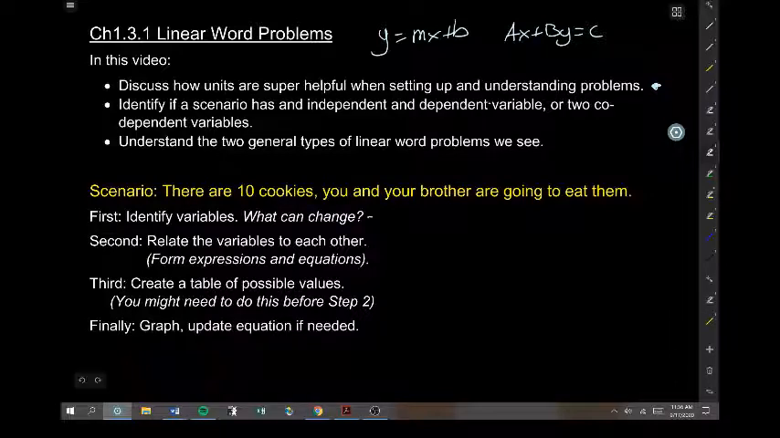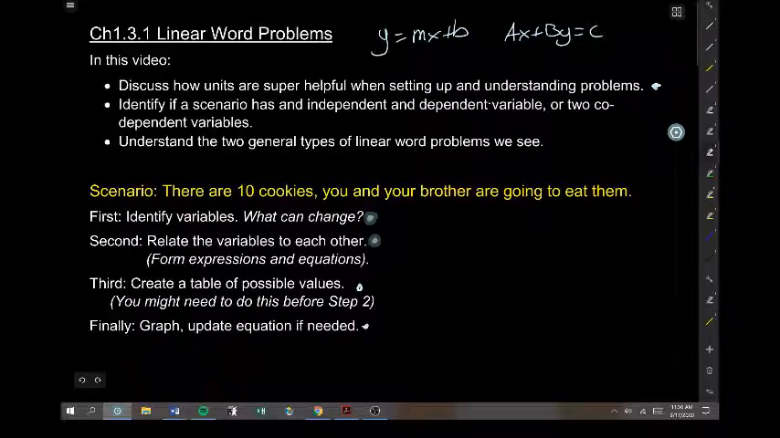Can you express the variables? Do you know what the variables are? To give you a hint, variables are things that can change and things that we're trying to find. Can you relate the variables to each other with an expression or an equation? 2x minus 10y equals 30 or something like that. Can we create a table of possible values, and can we graph the equation if needed?